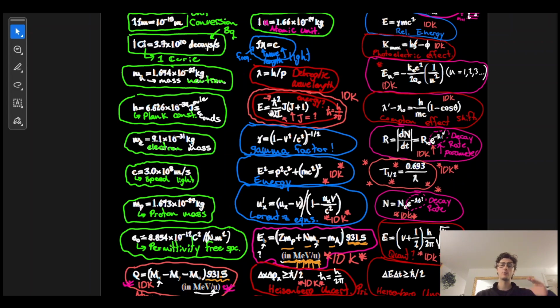Keep it in your pocket. Try to remember what it is for the final exam. And then when you enter the final exam, just write it down on the top of the piece of paper. This is moment of inertia, so you don't forget it.